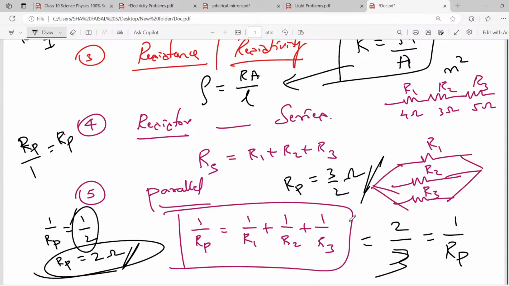This is your final answer. So Rp is equal to 3 by 2 ohm. Understood? This one thing you have to remember when you connect in parallel. Most of the students will write the answer as 1 by 2 only and they'll leave. No, you may not get the complete full marks. You have to take the reciprocal when they are connected in parallel. I hope the concept is clear for you all.